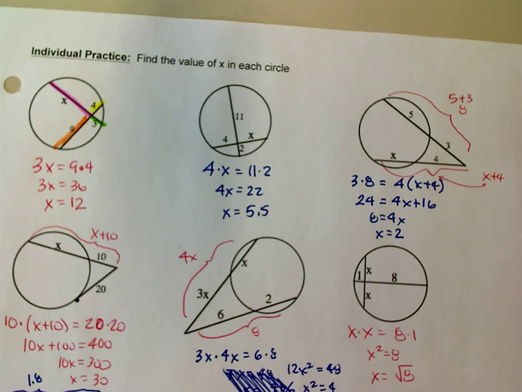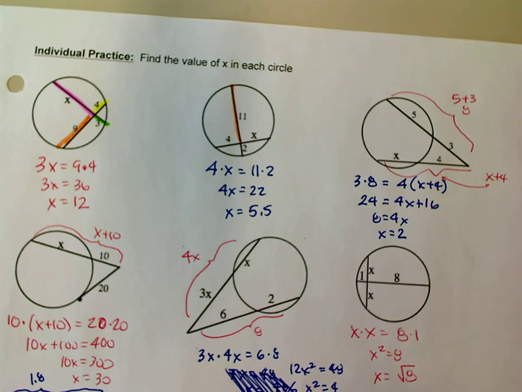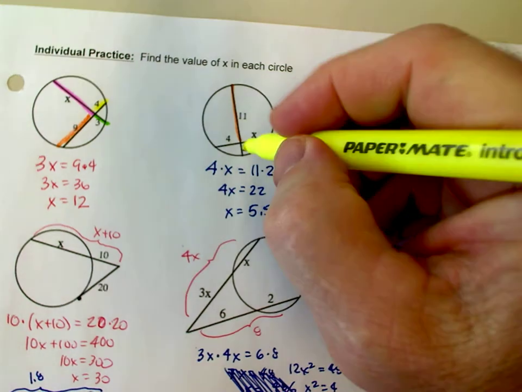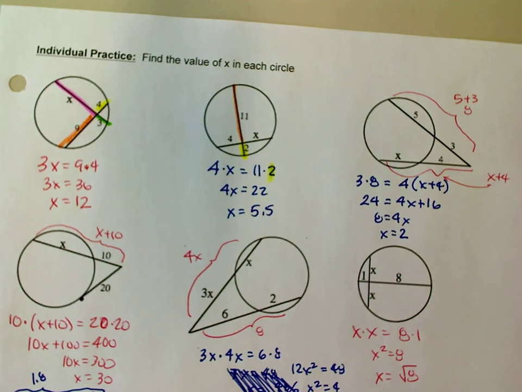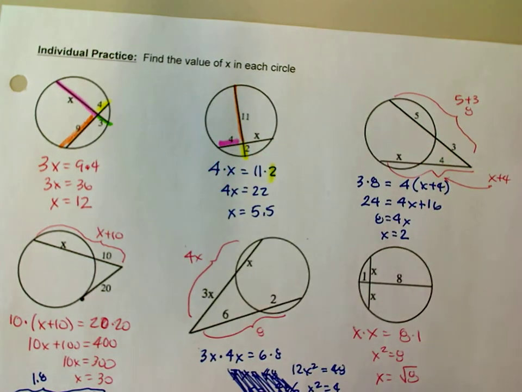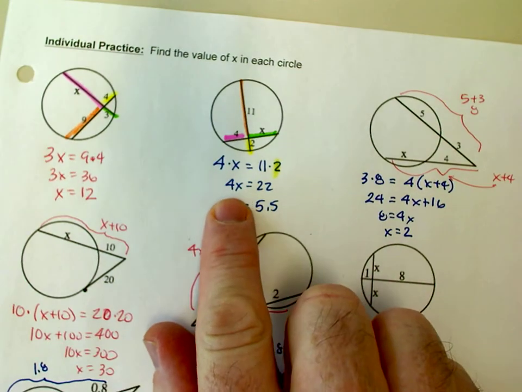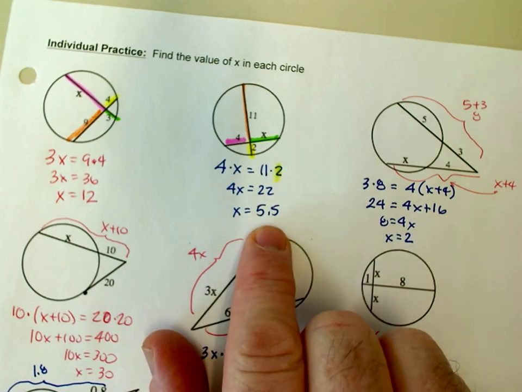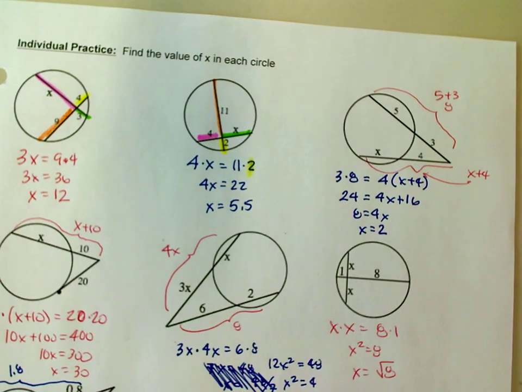The next one, similarly, we have 11 times 2, those two values, and then we have 4 times x. 4x equals 22. Divide both sides by 4. We get 5.5.